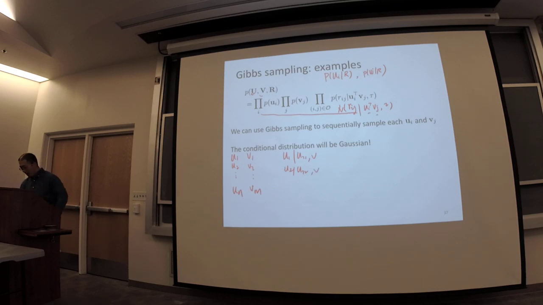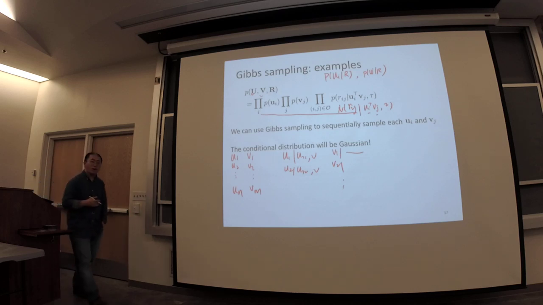And similarly, after you generate all the samples for the users' feature vectors, you can sequentially sample the feature vectors for each movie, right? V1, given V0 and all the other users' feature vectors, and then V2, given all the other feature vectors of movies and users, and so on. So this follows the scheme of the Gibbs sampler.